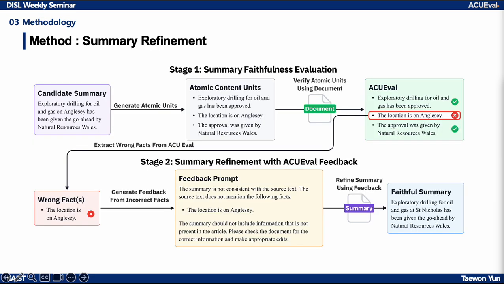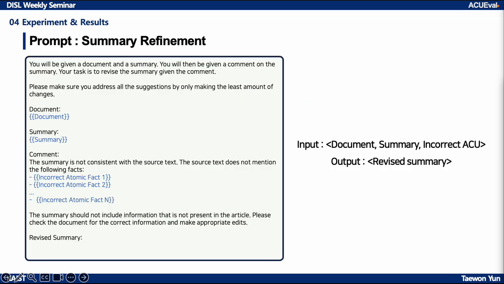The final step is refining the summary to correct any errors. The refinement model rewrites the summary based on the evaluator's detection, and by using ACUEval feedback, the summary can be refined to be faithful. This is the prompt used in the paper for text refinement.